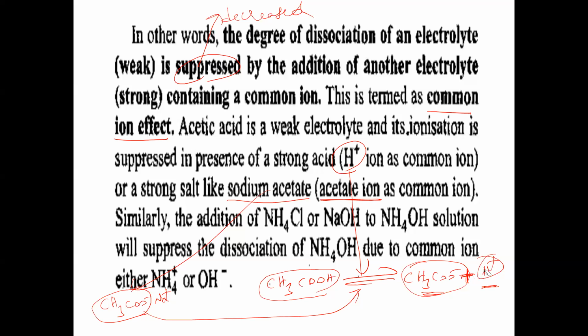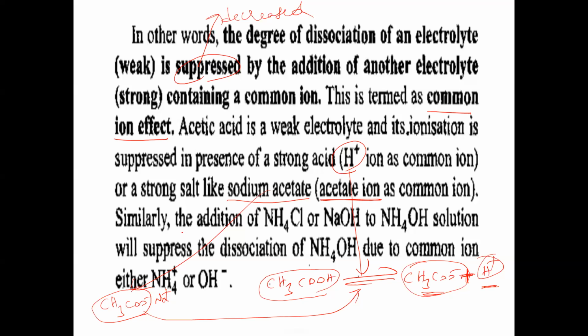Now, when we add H plus, the backward reaction takes place, which means the acetate ion concentration also will decrease. When the backward reaction is taking place, the acetate ion also should be consumed, right? So the acetate ion will decrease in the backward direction, and H plus also will decrease, when we add any common ion.